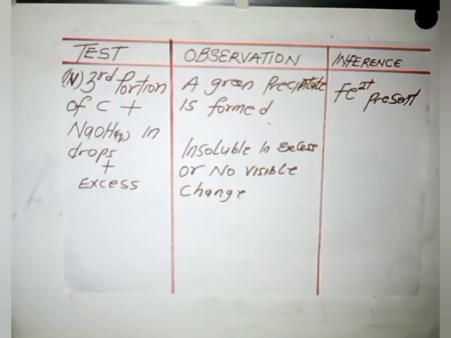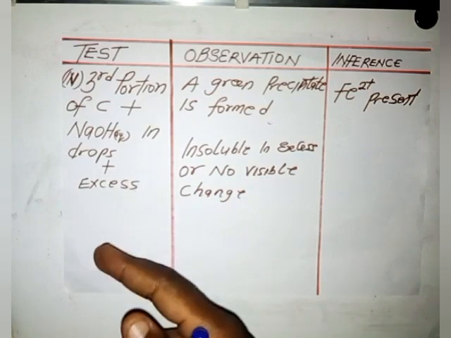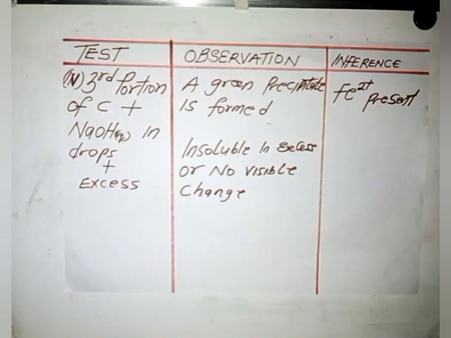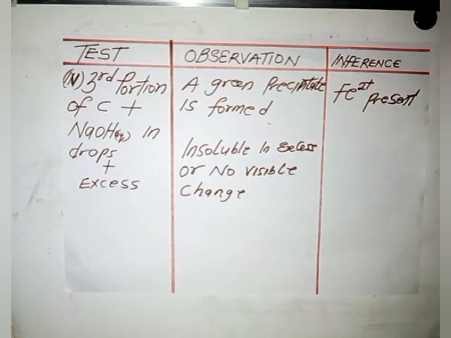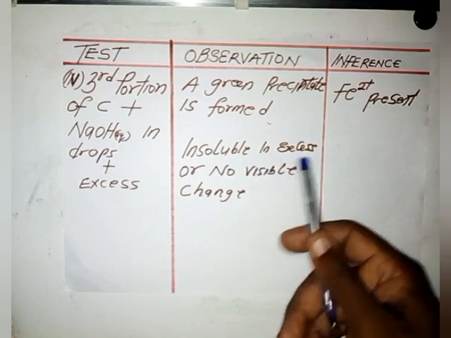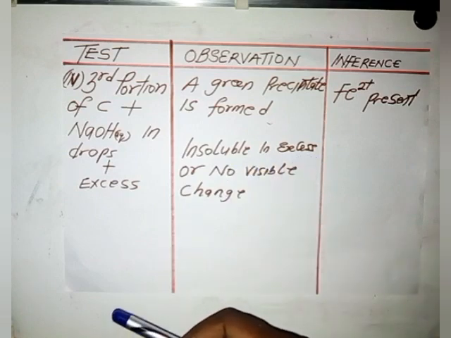The third part now, I said third portion of C plus sodium hydroxide in drops. So when that happens, a green precipitate will be formed. Then here you can say the inference. Here you can say that iron 2 is present. Then plus excess sodium hydroxide, you can say no visible reaction, or it is insoluble in excess.